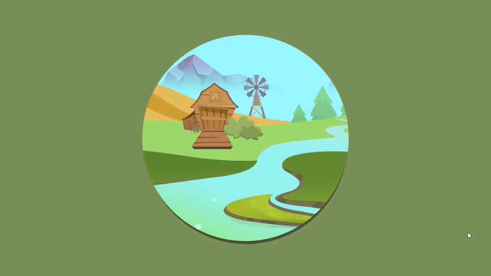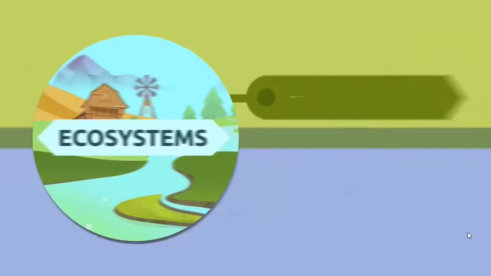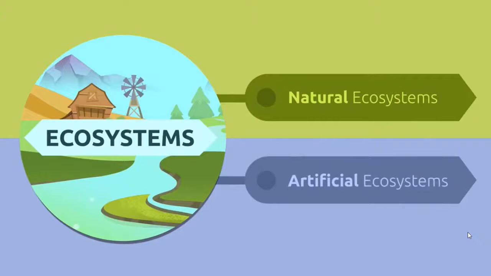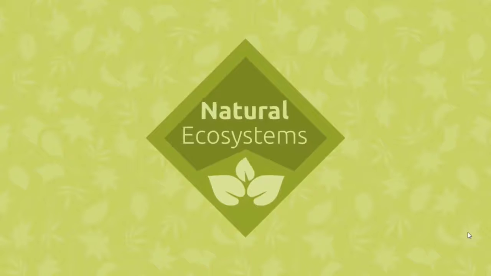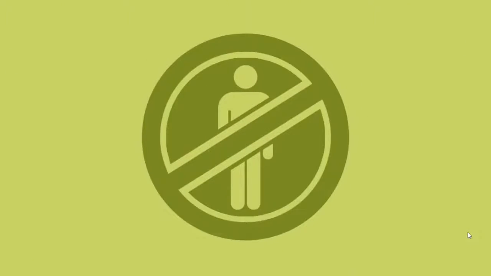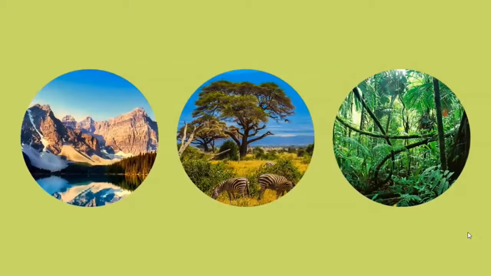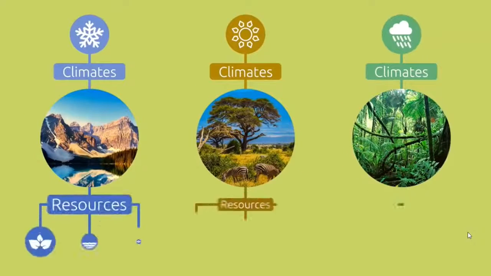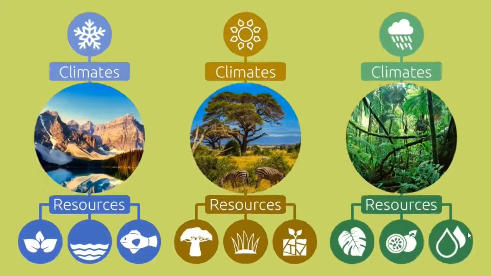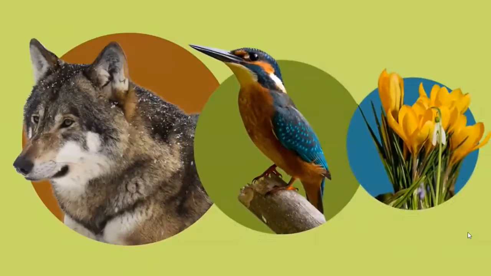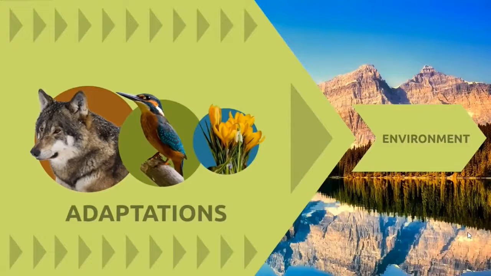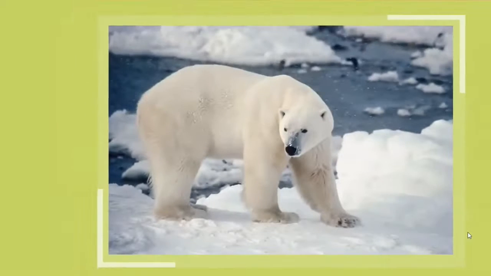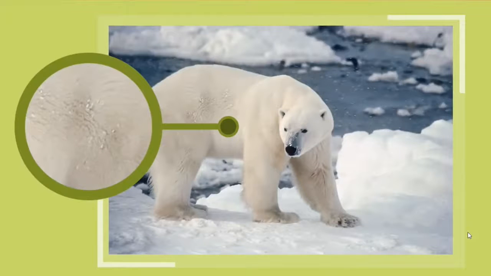We distinguish between two types of ecosystems: natural ecosystems and artificial ecosystems. Natural ecosystems are those areas that have developed without human intervention. Natural ecosystem diversity occurs due to different climates and resources found in every one of them. This way, the animals and plants in a natural ecosystem have developed a series of adaptations related to the environment in which they live. Polar bears, for example, are white to camouflage themselves in the North Pole environment.